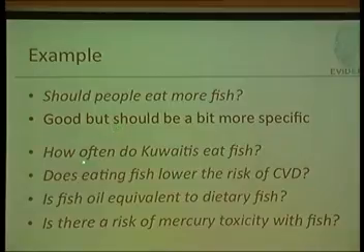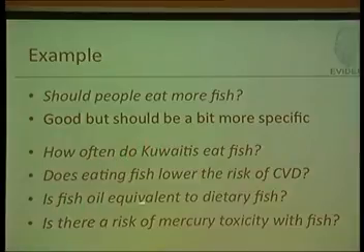Okay? If you're asking, does eating fish lower the risk of cardiovascular diseases? You're a little bit more specific about the outcomes, because otherwise you have no idea. Okay, so I'm advertising that fish is healthy food, but in what terms? What are you looking for?